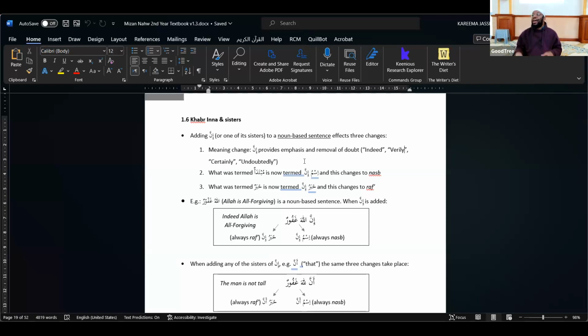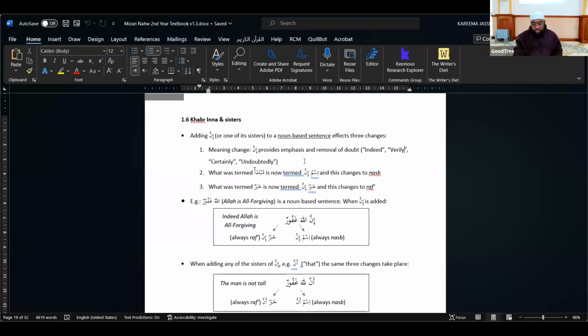Okay, let's do this. Ar-rajulu kabirun. The man is big. Ar-rajulu is in what hal? Halatu rafa. Why? It's the mubtada. Kabirun is in what hal? Rafa. Why? It's the khabar. Now, I add inna to the equation and I say, inna ar-rajula kabirun.